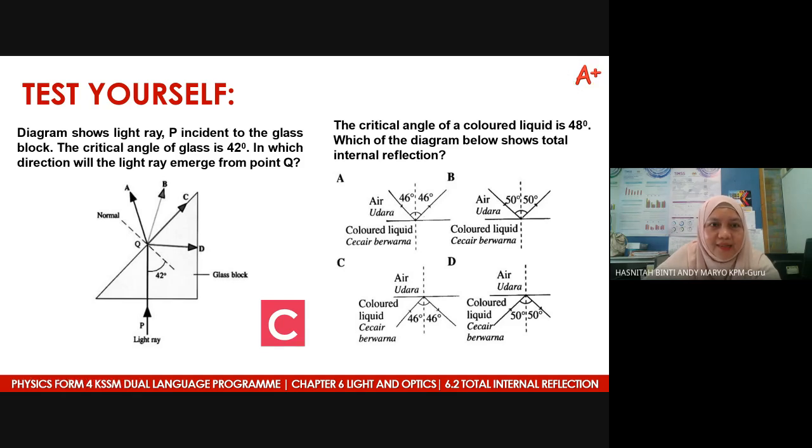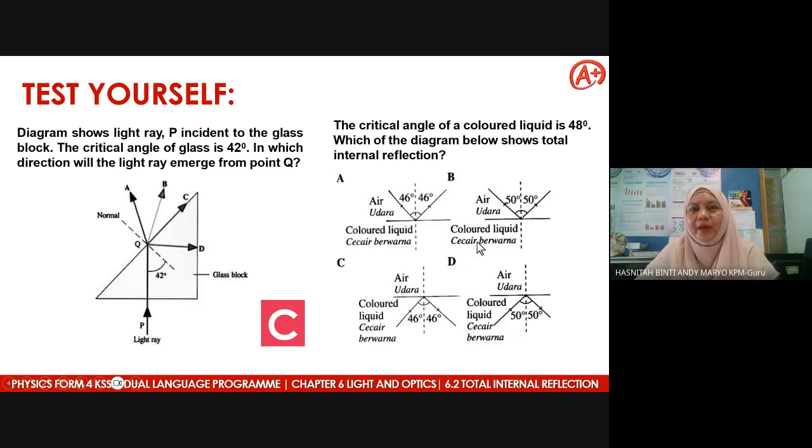Okay, so that is the difference. When I is less than C, it is refracted away from the normal to B. When I equals C, the angle of refraction will be maximum at 90 degrees. And when I is greater than C, total internal reflection occurs, so it will travel through D. Alright? Okay. Then number 4.